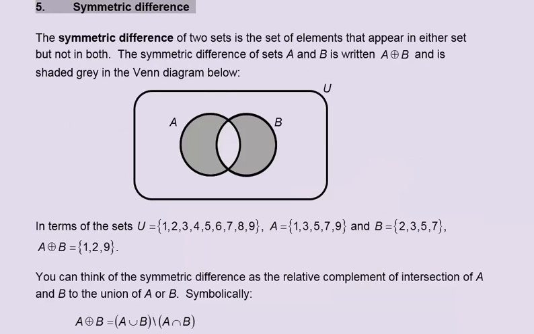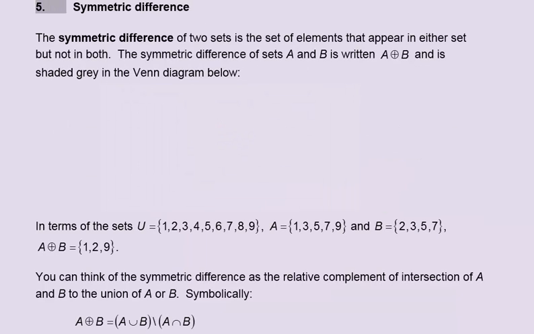5. Symmetric difference. The symmetric difference of two sets is the set of elements that appear in either set but not both. The symmetric difference of sets A and B is written A ⊕ B and is shaded grey in the Venn diagram below.